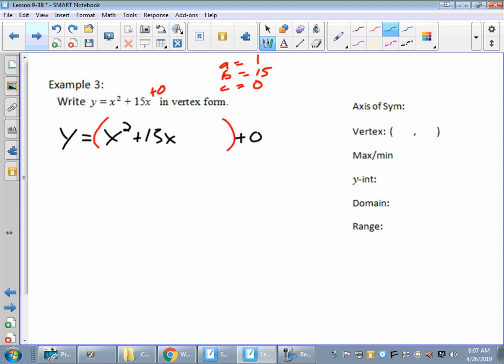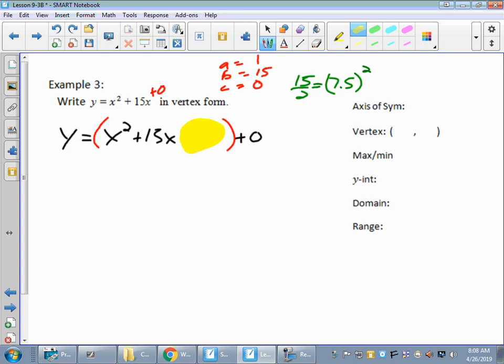So over here, my b value is 15. So I'm going to take my 15 divided by 2, and I'm going to get 7.5. Then I have to square 7.5. So it doesn't come out nicely, but whatever way you do it, you can still get an answer here. So now 7.5 squared is going to give you plus 56.25. So remember, that's where we're adding it in here.